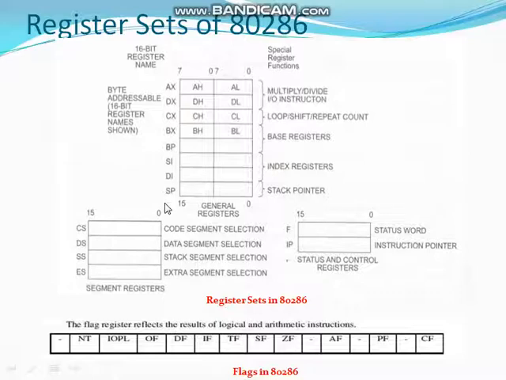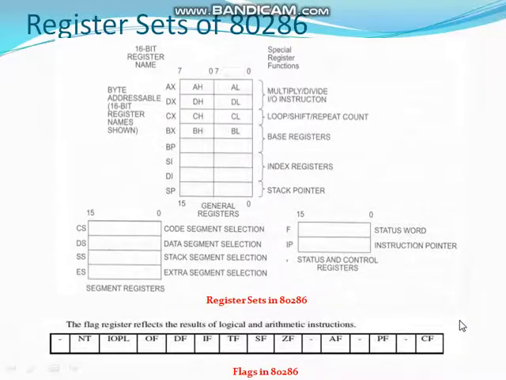Below that, these are the base registers. They are basically used to access the different memory segments along with the offset registers. Then these are the two special registers called the flag register and the instruction pointer register. The instruction pointer points to which instruction is to be accessed by the CPU after completion of the current instruction. It is indicated by the IP register.